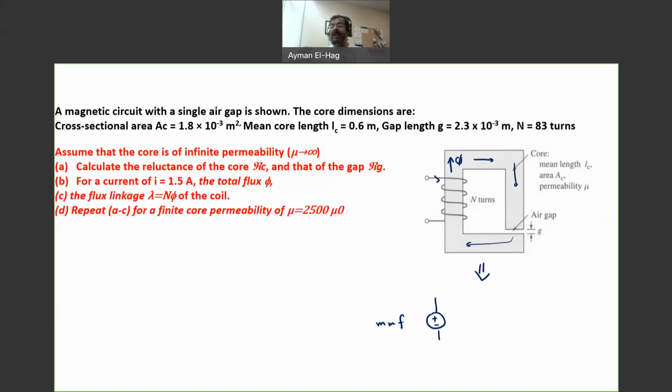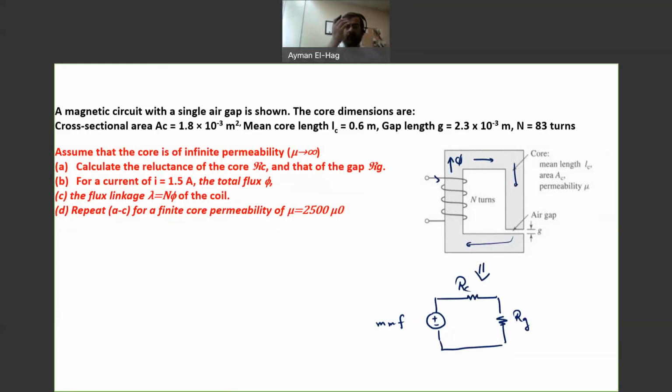And now we have two materials. We have the magnetic core and we have the air gap. So here we will have the reluctance of the core material and the reluctance of the air gap. So this is my equivalent circuit.